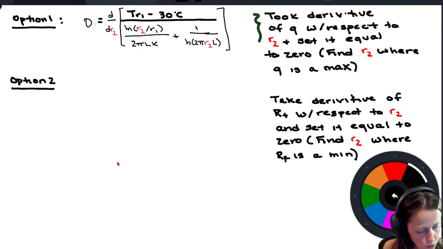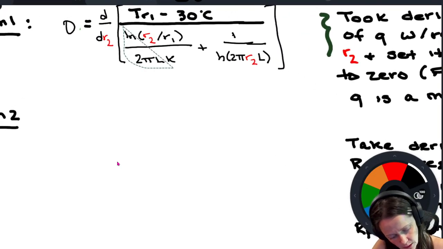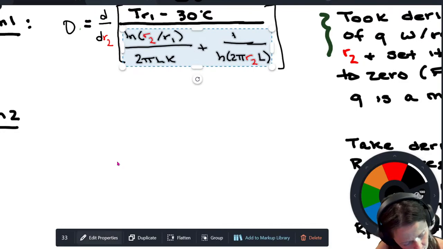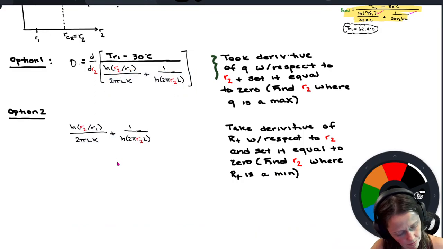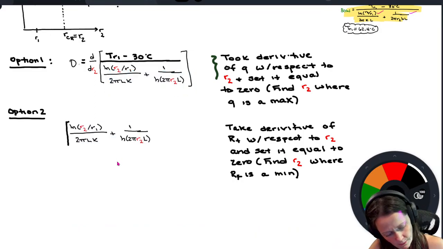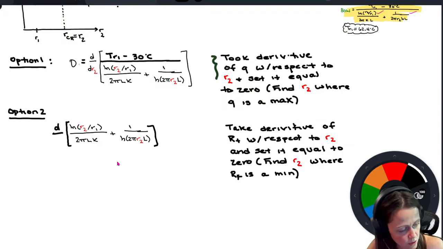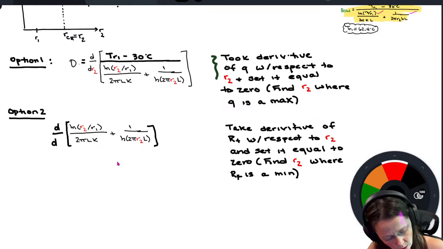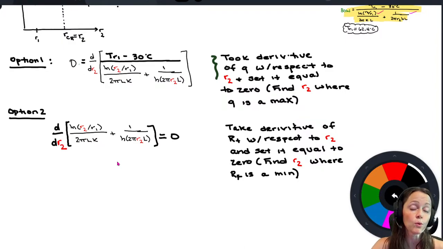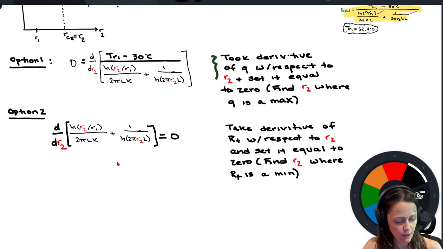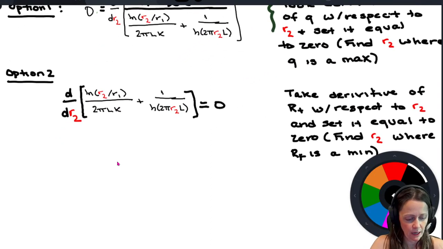All right, cool. I'll take that down here. And I'm going to take this whole thing and take the derivative of it with respect to R2, and then set that whole thing equal to 0. That will allow me to calculate the R2 where the thermal resistance is at a minimum. Okay, easy peasy, right? Kind of. It looks a little bit ugly, but it's not too bad.